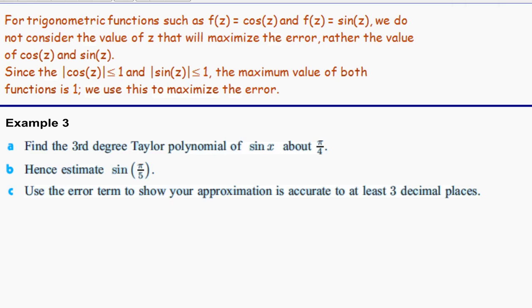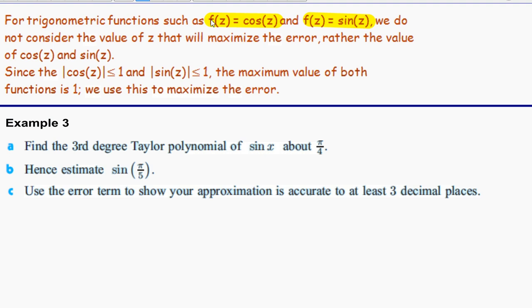When you're finding the error term for trigonometric functions such as f(z) = cos z or f(z) = sine z, we do not consider the values of z. Remember, we choose z.